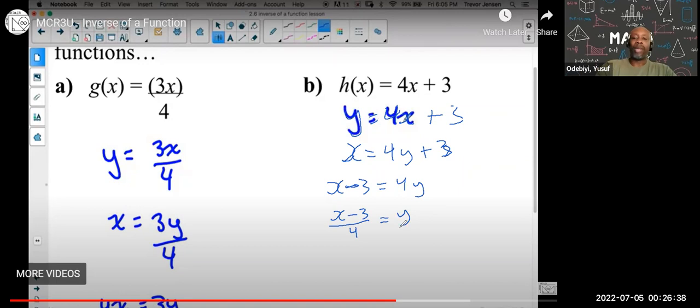And I can just write it the other way around because we always like to have the variable on the left side. So y is equal to x minus 3 divided by 4. And we write it with the inverse. And then it's going to be x minus 3 over 4. Okay. So that would be the answer.